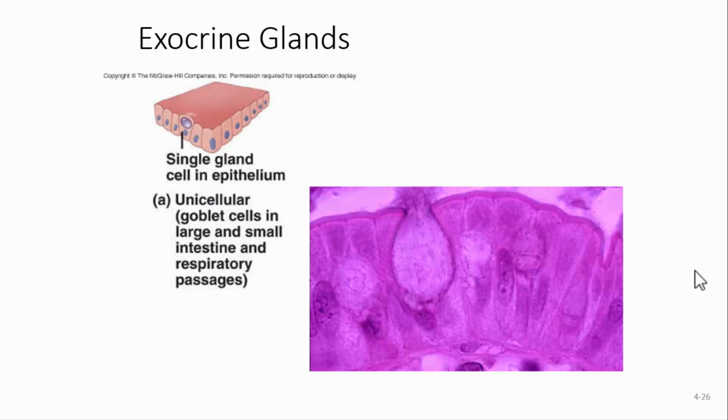And this is an example of a single-celled gland, or unicellular gland. It's called a goblet cell. If I were to draw a little stem on here and a little base, it would look like a water goblet or a wine goblet. So that's how it gets its name. And you're going to find these in the intestines and in the respiratory passages, because what they make is mucus. They make a lot of mucus, and you're going to find a lot of mucus in the respiratory and digestive systems.